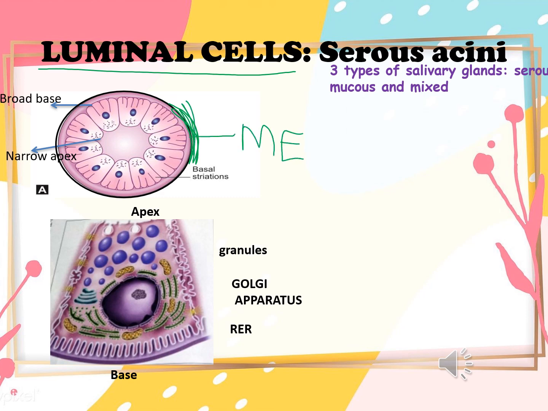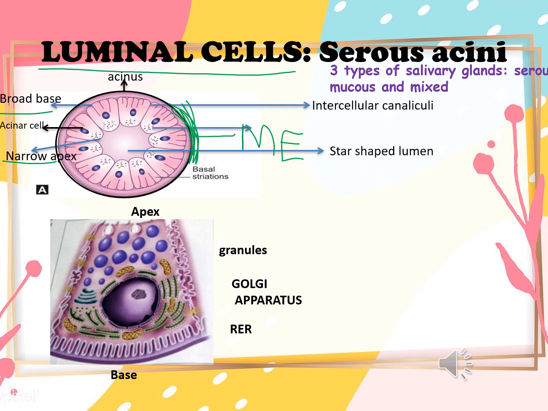Now let's have a look at the luminal cells of acini in detail. The first one is the serous cell. Now in this picture we can see one acinus consisting of many acinar cells. The serous cells are pyramidal in shape with a centrally placed nucleus and a broad base. The apex of the serous cell is thin. The center has a lumen which is star-shaped, and this star-shaped lumen extends between the cells. This extension is called intercellular canaliculi.